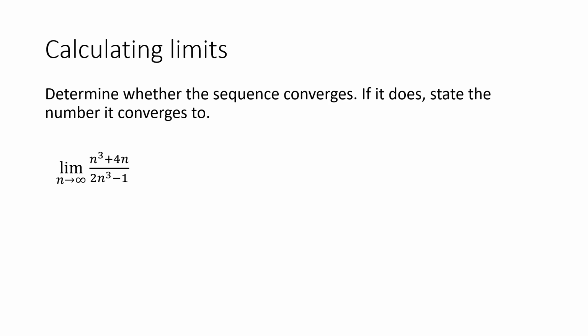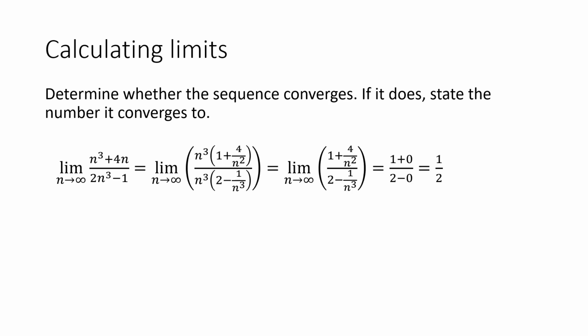So I'm going to divide, in this particular case, by the highest power of n that I see in the denominator, the n cubed, factor that out, and I have a little bit simpler expression where if I put infinity into a denominator, those pieces are going to 0, and you get 1 plus 0 over 2 minus 0, and that equals a half. So this is why we say the sequence converges, because the limit is a real number and not infinity.